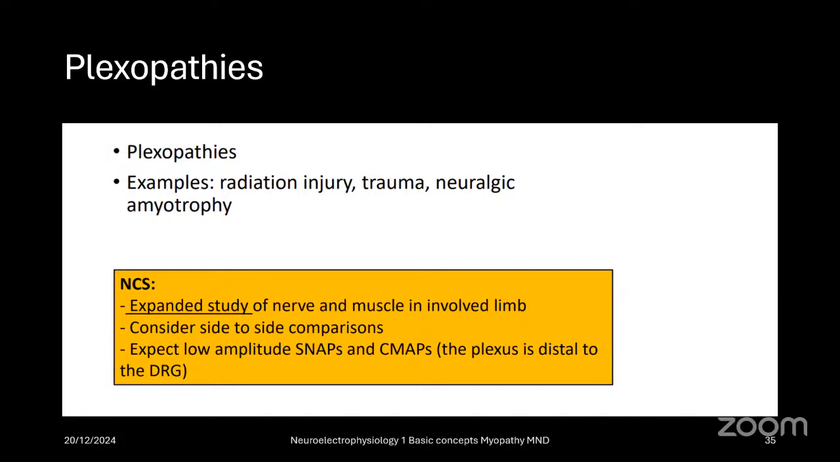So plexus usually have very few etiologies. One is trauma, the other one is cancer infiltration or radiation. So the expanded study, suppose you do stimulation of median nerve at the wrist, at the elbow, and in the axilla and Erb's point. That will cover the C8-T1 lower trunk, medial cord, and C8-T1 roots. All are covered. So you have to do that, and expect low amplitude SNAPs and CMAPs. The plexus is distal to the dorsal root ganglia.